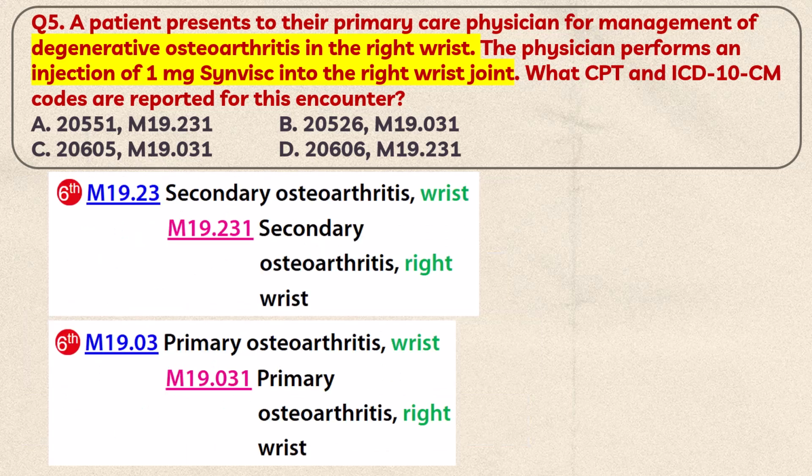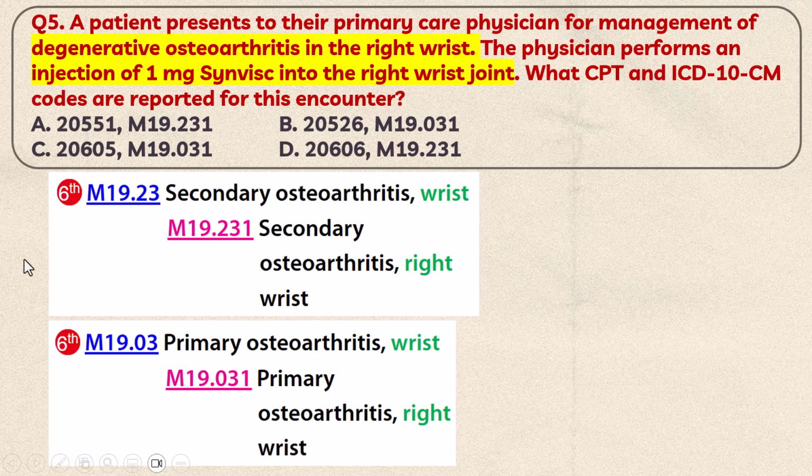So when you go to the code M19.23, that is secondary osteoarthritis, wrist. But in our case, you can see the osteoarthritis is mentioned as degenerative. Degenerative one is the primary. If you are confused with that, for using a secondary code, it should be mentioned as secondary. Otherwise, you can go for the primary.